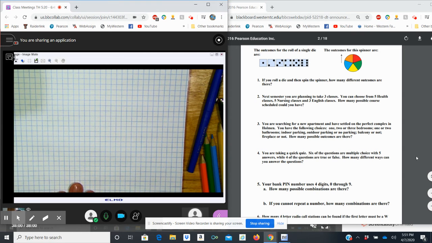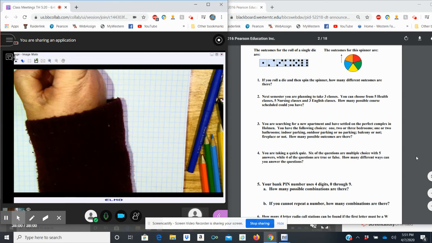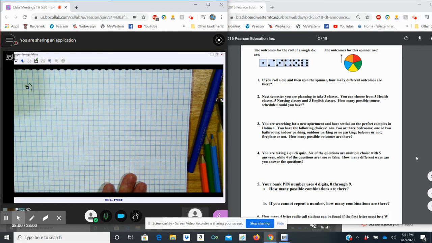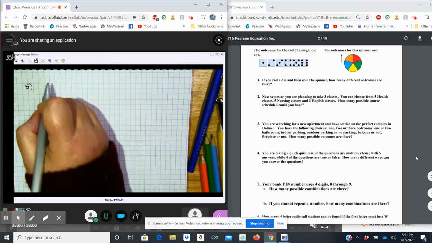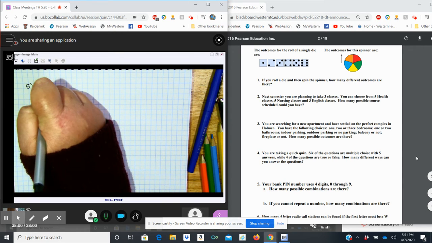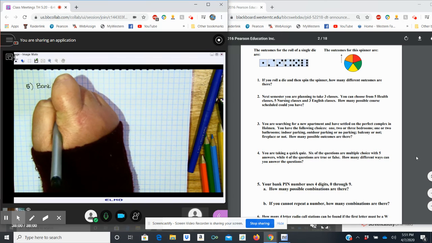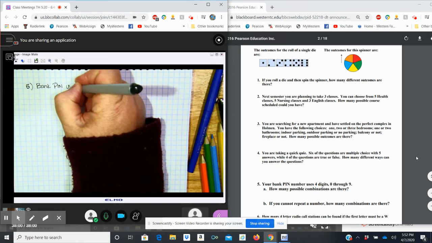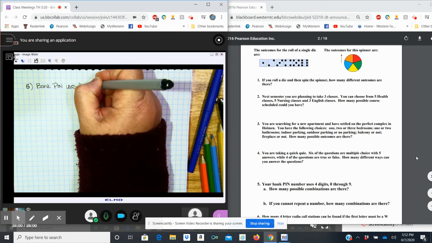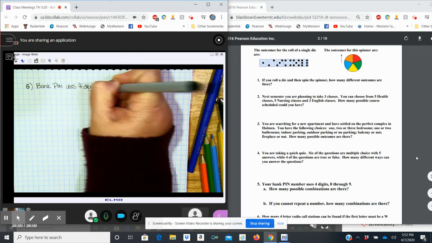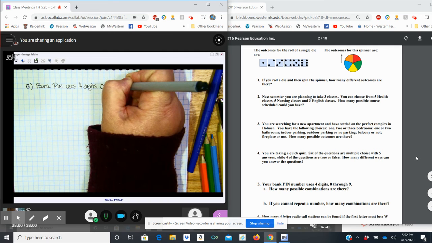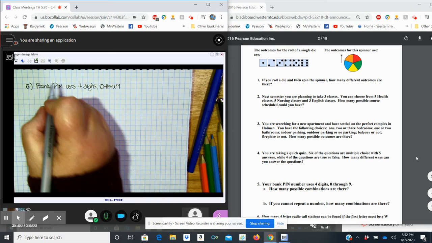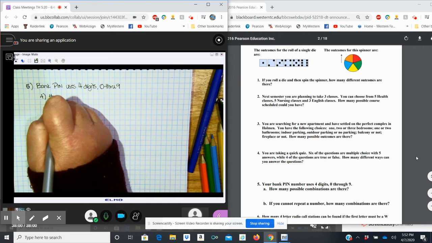All right. Number 5 is some safety. Where is it? There we go. Number 5 says your bank PIN. Many of us have a PIN number for our bank. It uses 4 digits, 0 through 9. How many possible outcomes are there?